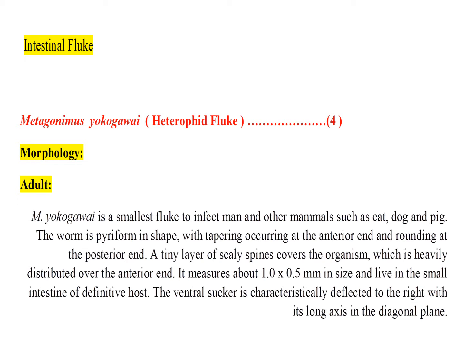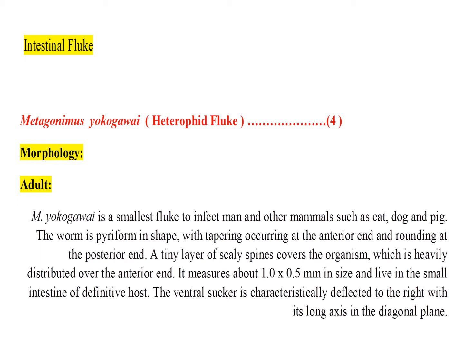Now, about the intestinal flukes. The first species here is Metagonimus yokogawai, as a scientific name. Its common name is heterophyid fluke, and it can cause metagonimiasis. Now, about its morphological features of the adult worm. This parasite is a small fluke. Here, the smallest fluke is Metagonimus yokogawai, which affects humans and other mammals such as cat, dog, and pig.